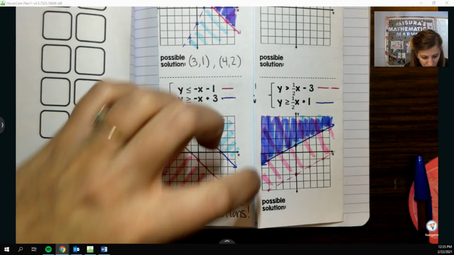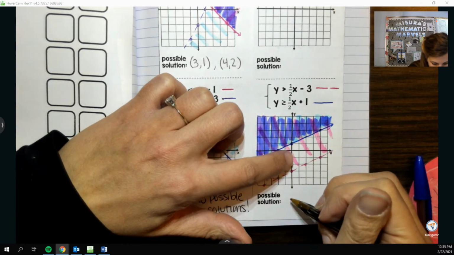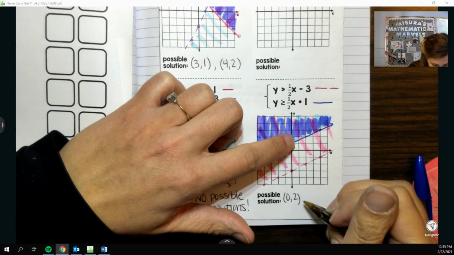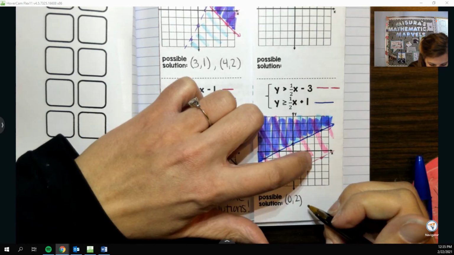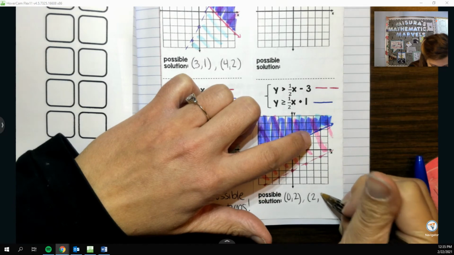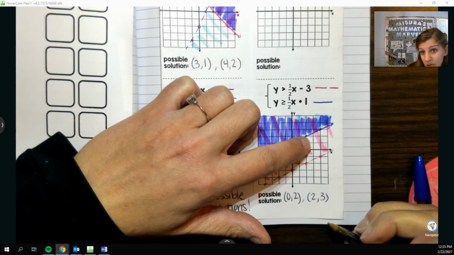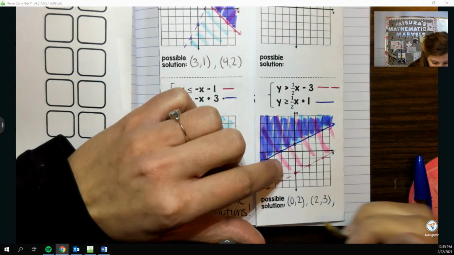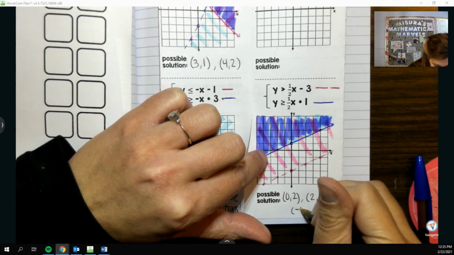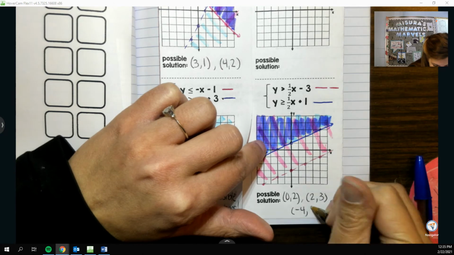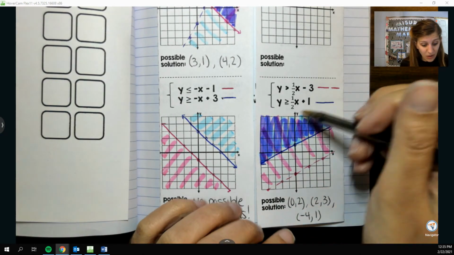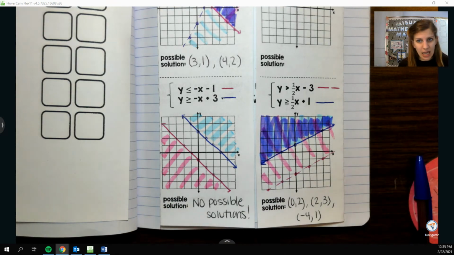Some possible solutions could be something like (0, 2), because that's in there, or (2, 3), or really even (2, 2), because you can be on the line. Or I could even go negative, like (-4, 1). That's in there. So lots of possible solutions, all this stuff up here where I double shaded.